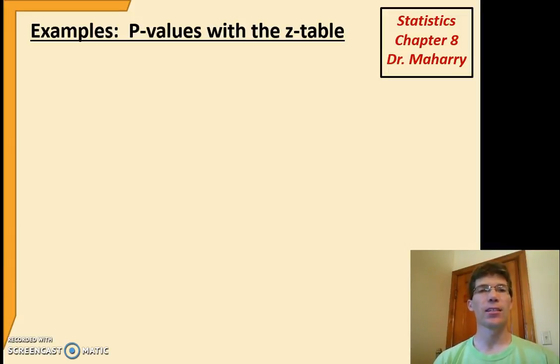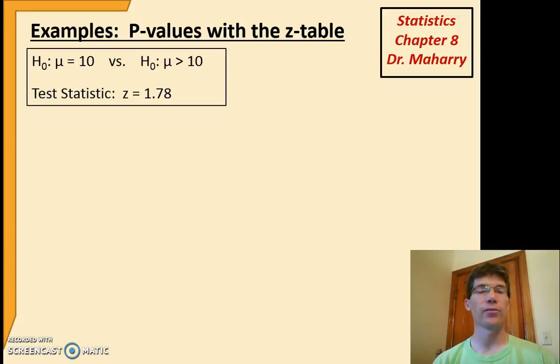So if we've got a z distribution, there's a couple of things we could have. We could be testing a mean, like this first one, where we assume sigma is known. If we assume sigma is known, this is a z-test. So suppose we have this example. We're testing the mean is 10 versus the mean is greater than 10. So this is an upper tail test.